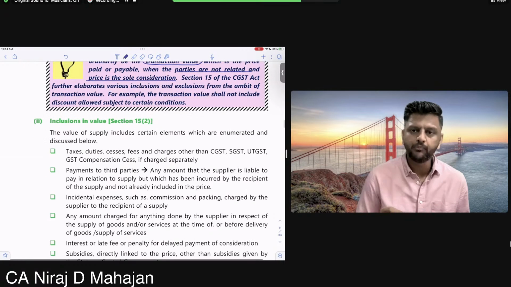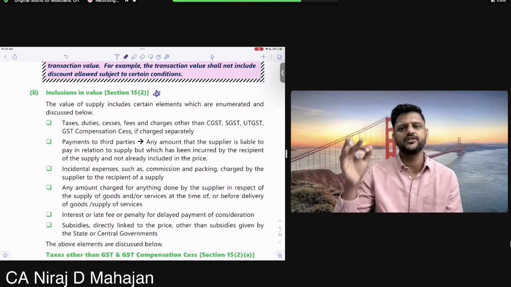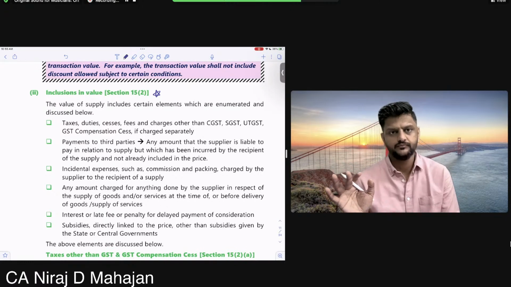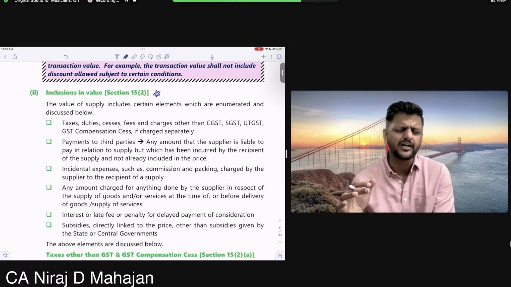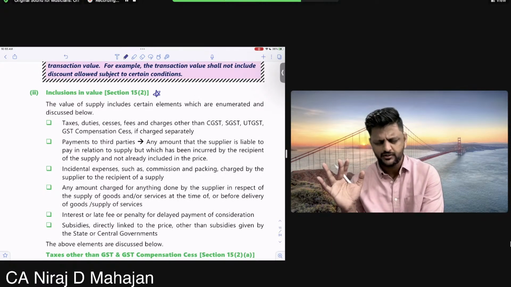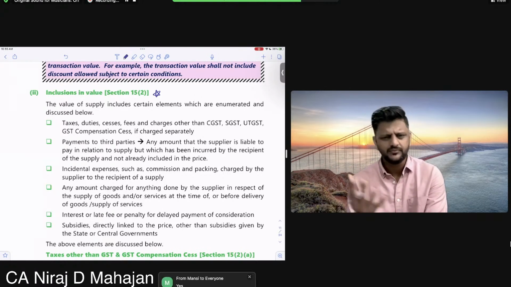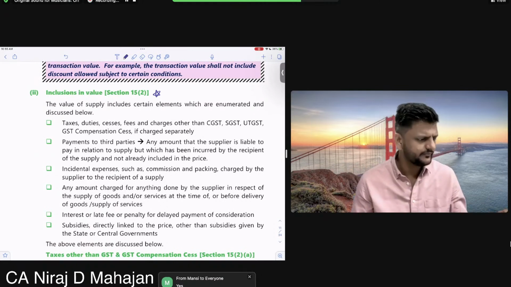Check now. 15.2 is important. In 15.1 what is the most important word? Transaction value. Clear here, all of you? And how do you arrive at transaction value? Supplies between unrelated persons and price is the only consideration. Clear? Now what will we include or exclude? That is the only point remaining in this chapter. That's it. Yes, everybody?